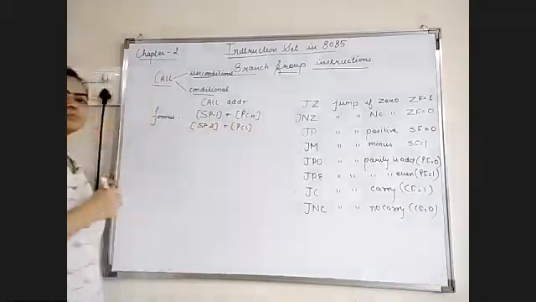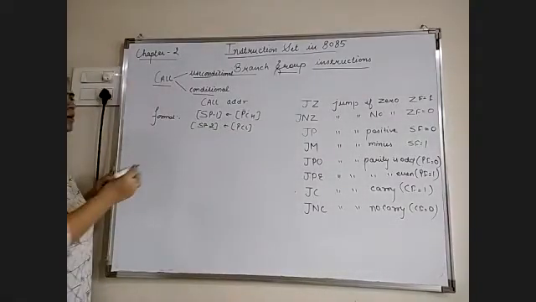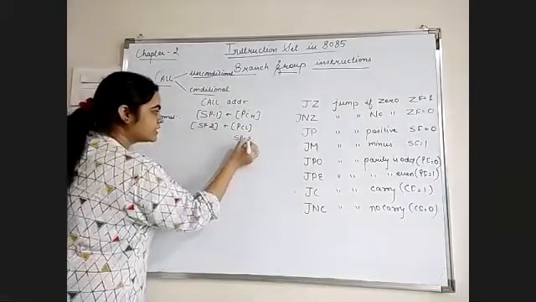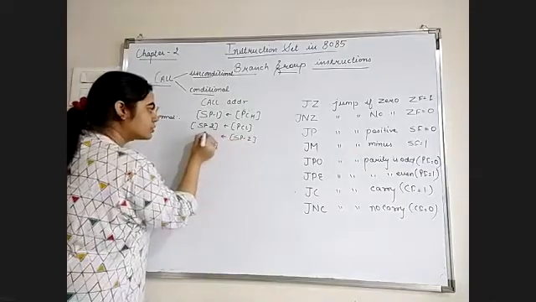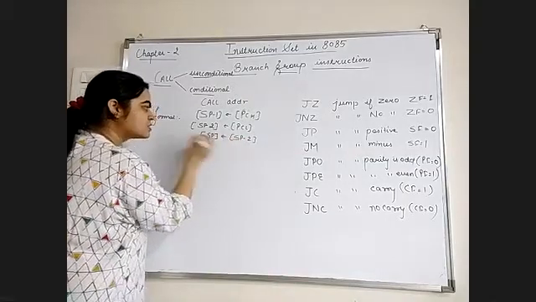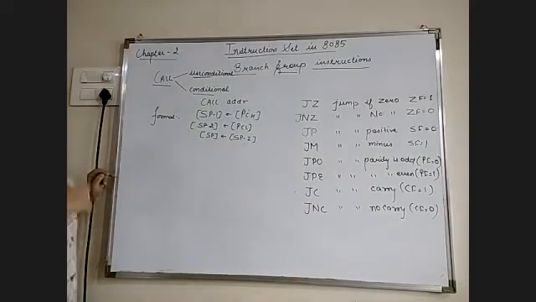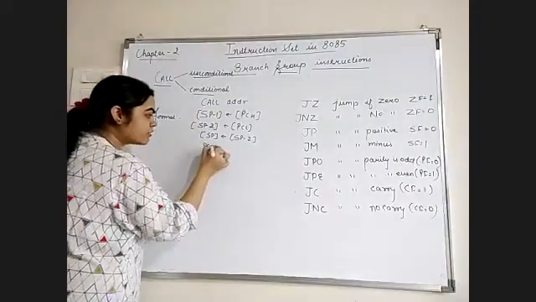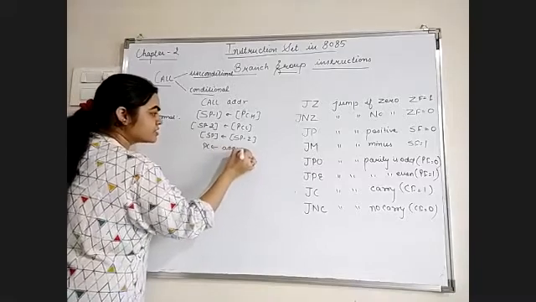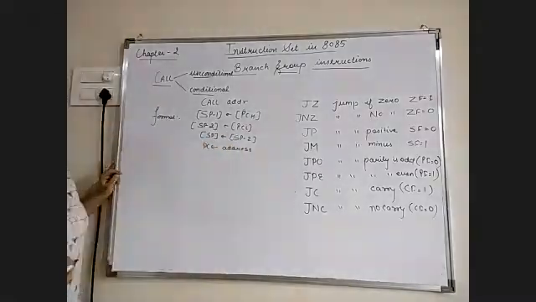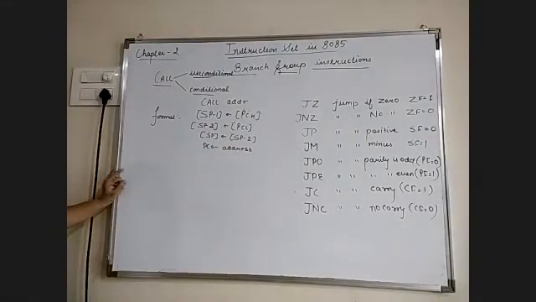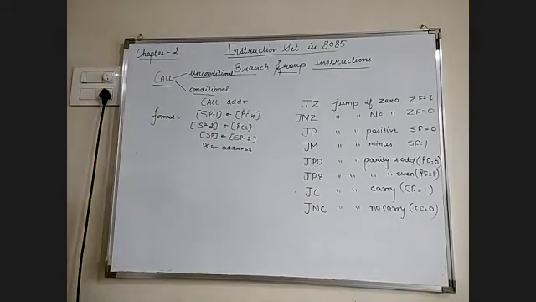Okay, and after pushing the contents of the program counter, the stack pointer is decremented by 2. So now the stack pointer has the value SP-2. Okay, and then the program counter is loaded with the new address, which is the starting address of the subroutine program. Okay, so this is the format of this instruction.